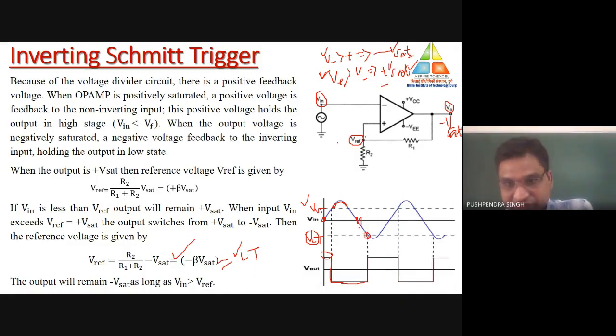Now, when the level of this input signal is much lower than this, here the value of Vin is lesser than VUT. That means the positive terminal voltage is now at higher potential than the negative terminal voltage. So again the output will shift from negative saturation to positive saturation. You can see after this the output shifted from negative saturation to positive saturation. So this is how the output waveform is changing from one saturation level to another.